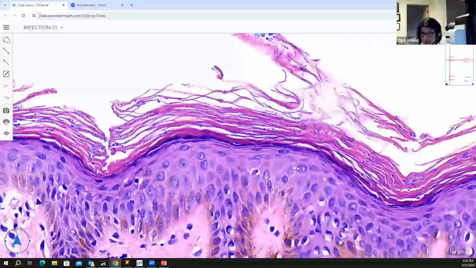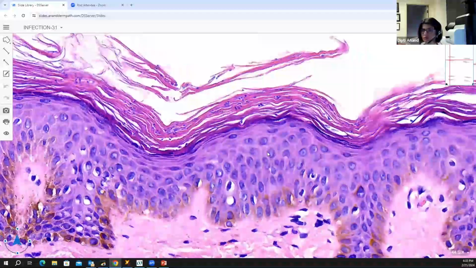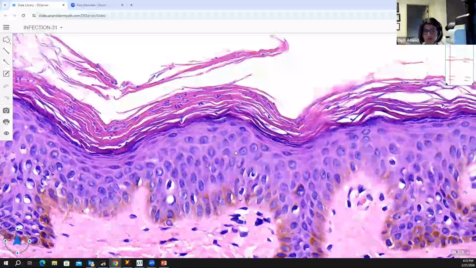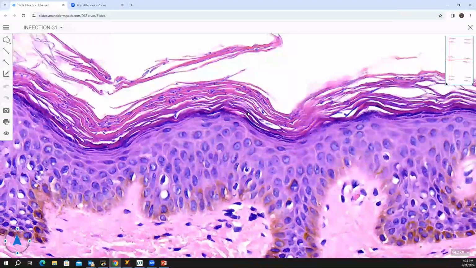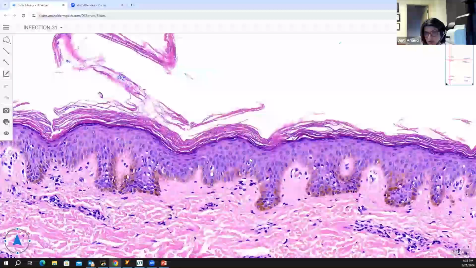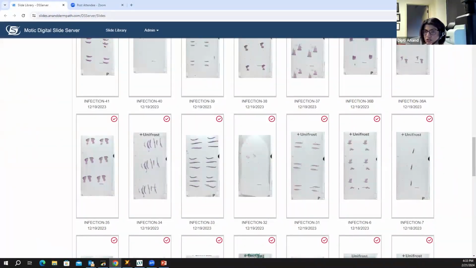So what is the diagnosis here? Tinea versicolor? Yep, so that's tinea versicolor. Your Malassezia furfur, which doesn't incite an inflammatory response. It's an invisible dermatosis, but when you go in the stratum corneum, you see the fungal organisms. So good. Let's go on to your next one.